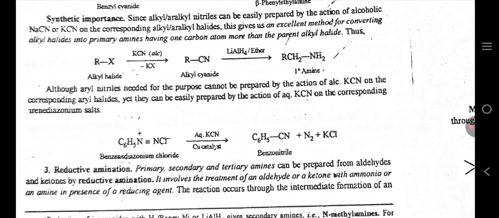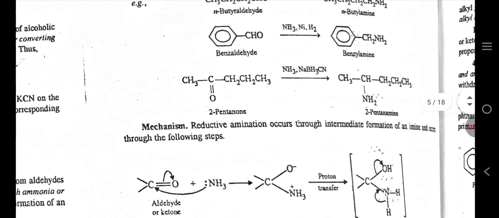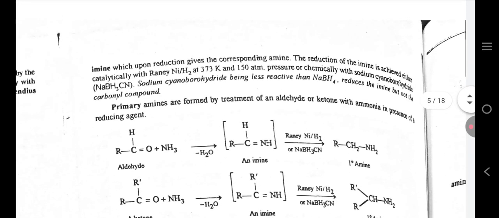Reductive amination. Primary, secondary, and tertiary amines can be prepared from aldehydes and ketones by reductive amination. It involves the treatment of an aldehyde or a ketone with ammonia or an amine in the presence of a reducing agent. The reaction occurs through the intermediate formation of an imine, which upon reduction gives the corresponding amine.